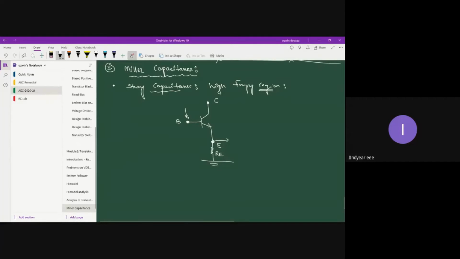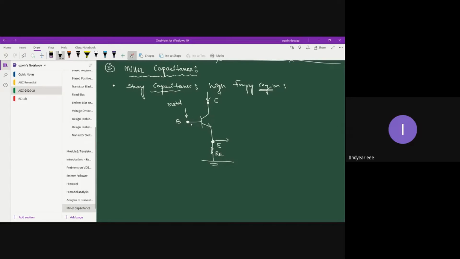What you have to understand is that the contacts provided at the base terminal, emitter terminal, or for that matter even at the collector terminal, are made up of metal. The metal contacts have been provided at the three terminals of the transistor. Now, these metal contacts are provided so that an external circuit can be formed.